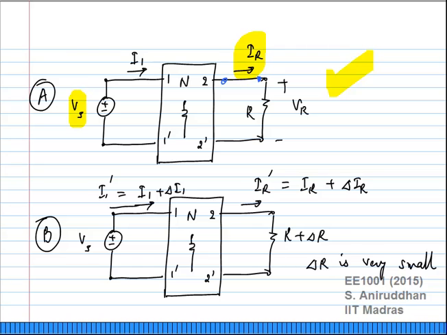Sorry? You don't need to calculate it. Then how will you do it? In the last you get V Thevenin by R Thevenin plus R. Okay. They cancel out as IR. So you don't have to calculate the V Thevenin. How do you calculate I1 then? You will get delta IR. How will you go back and calculate delta I1?